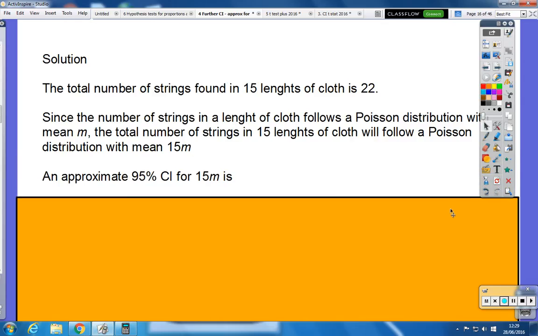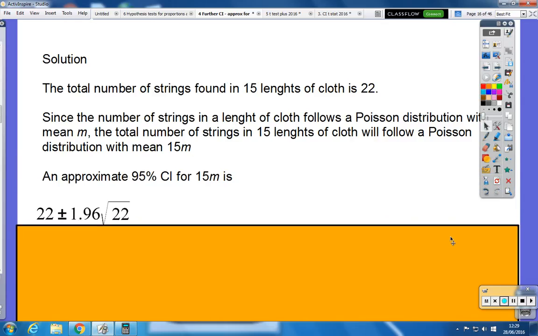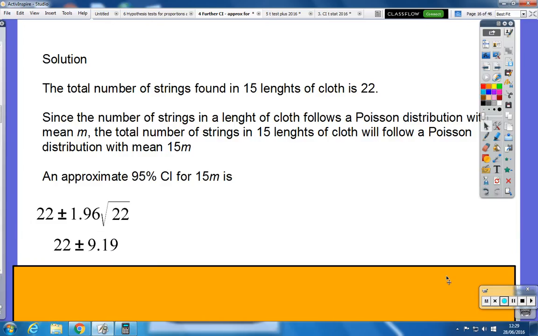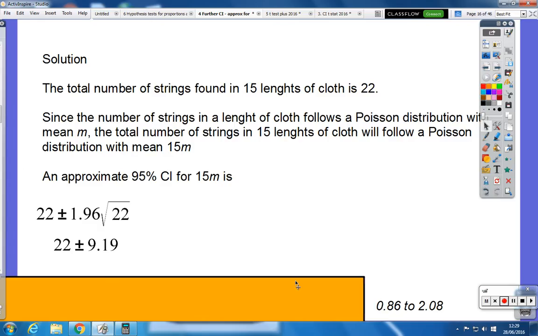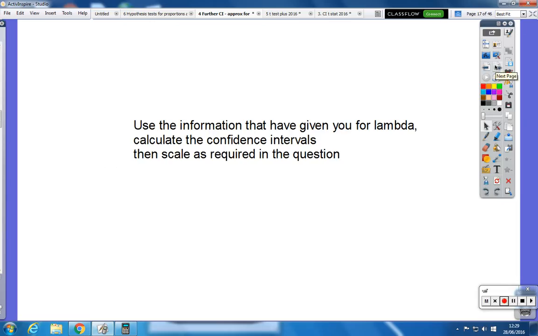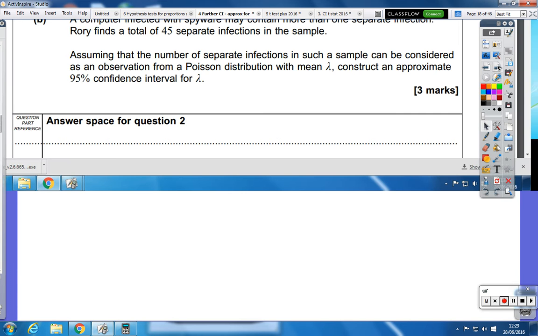So our confidence interval for the 15 lengths is that, which is then nice and easy. Find your answer, and then it's over here. So work out what the two extremes of this is, and then divide them by 15 to get these two answers. It is the easiest way of doing it. So use the information you have, the lambda, calculate the confidence interval, and then scale up or down as necessary.